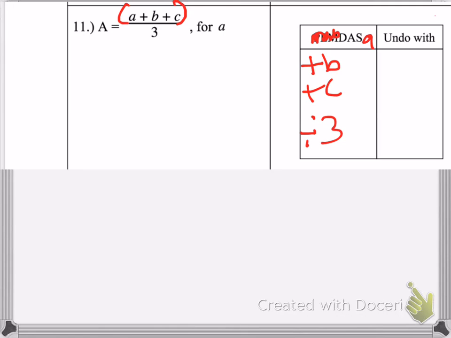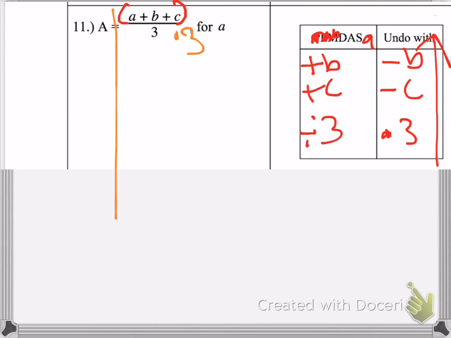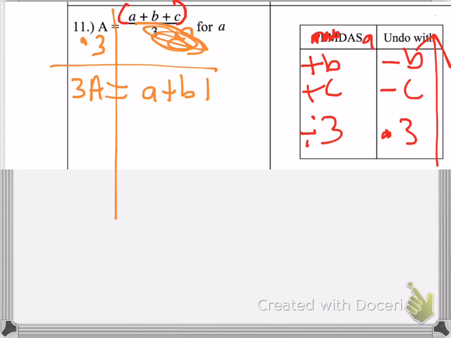So then we're going to undo all that. We're going to multiply by 3 first, we're going to subtract c, and then we're going to subtract b in that order. So multiplied by 3. If I multiply by 3 on the right, I need to multiply by 3 on the left. I got to do the same thing to both sides. So a times 3 is 3a. Then dividing by 3 and multiplying by 3 cancel out, so we're left with a plus b plus c. Then that step is done. We can move on to the next step.